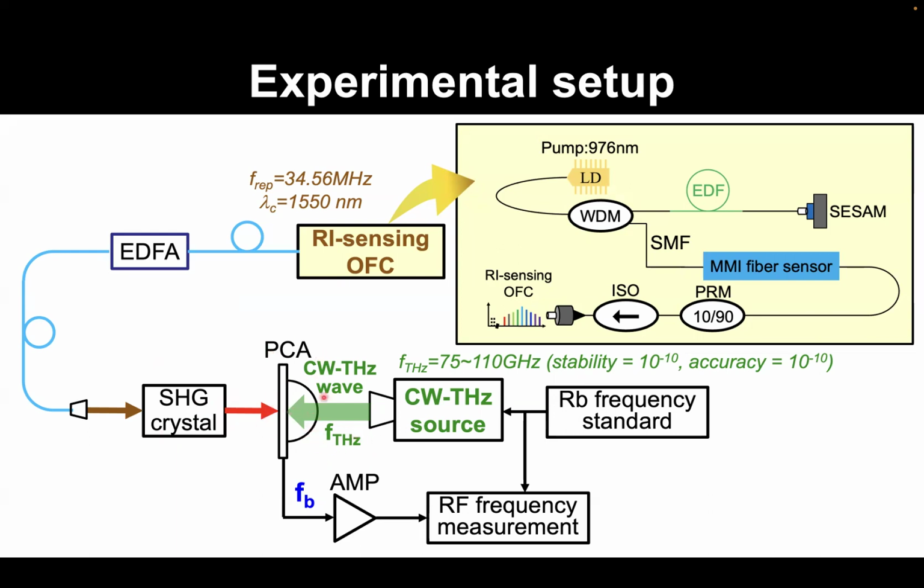The CW terahertz wave, having a known frequency of F terahertz, is generated by a CW terahertz source synchronized to the rubidium frequency standard, so that we can tune the CW terahertz wave from 75 to 100 gigahertz with a stability and accuracy of 10 to the power of minus 10. The resulting FB beat signal was measured by an RF frequency counter and an RF spectrum analyzer.